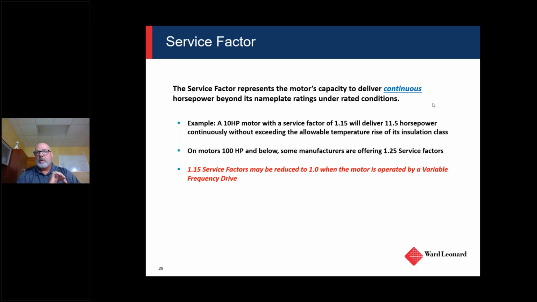So if you have a 100 horsepower motor drawing 100 amps, just for the sake of math, but it has a 1.15 service factor, you can run that motor past the 100 amps. You can do the math there, but you can overcurrent the motor for a little while. So it just gives you a little bit more room.